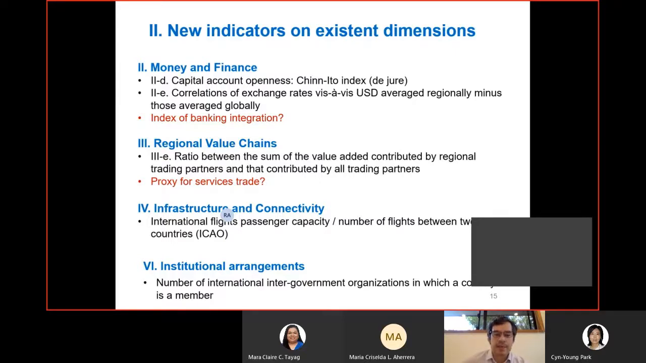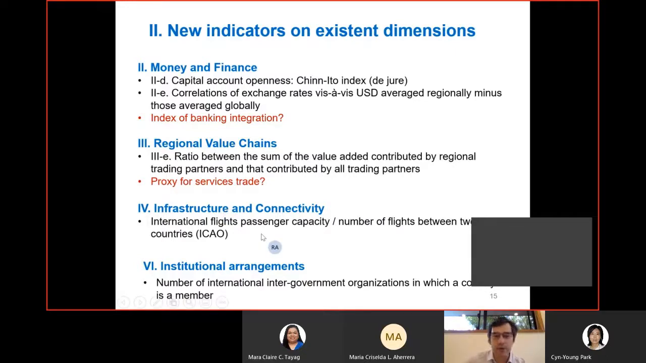Second, in the dimension of regional value chains, we are now including an indicator of value added, which basically captures the value added contributed by regional trading partners. And this is something that we didn't have in the previous version of the ARCII, but it's now available through the different data sets on value added, including TIVA, but also the ADB multi-regional input-output tables. We are also exploring a proxy for services trade, which is one of the areas where we could also capture the data better.